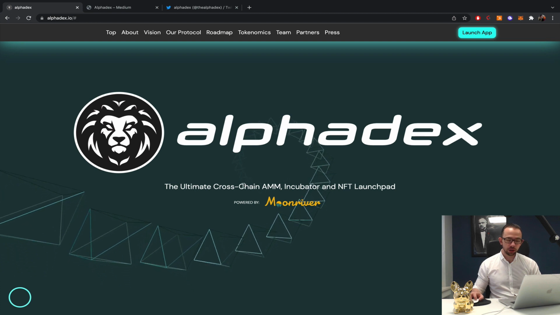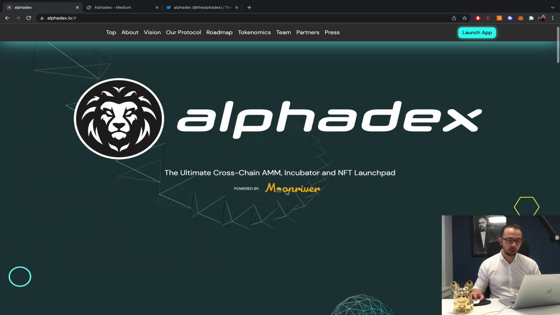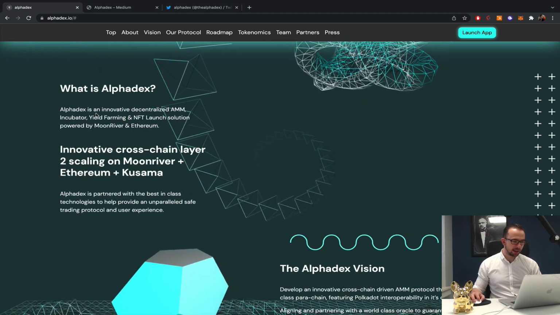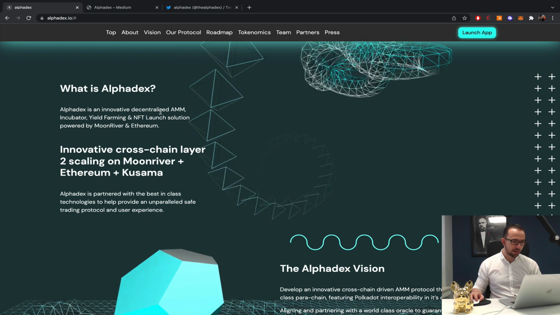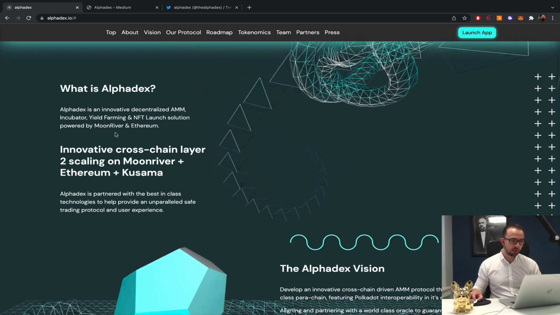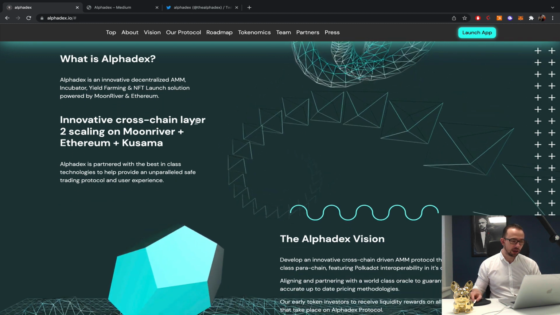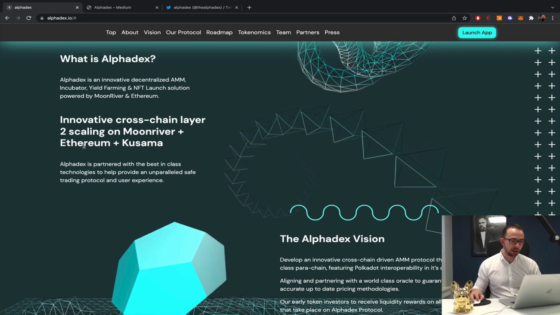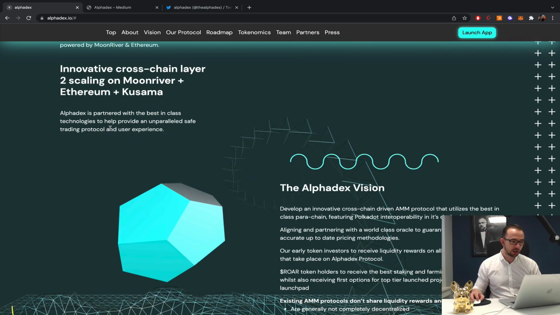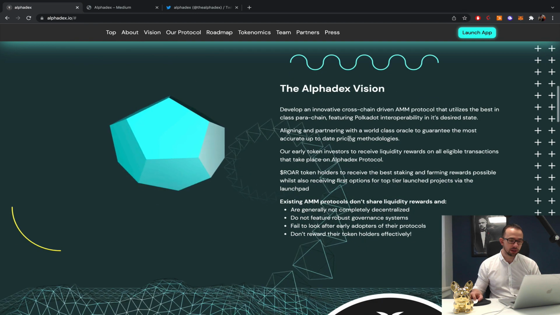Alphadex is the ultimate cross-chain AMM incubator and NFT launchpad powered by Moonriver. What is Alphadex exactly? It's an innovative decentralized AMM, I have no idea what that means, incubator, yield farming and NFT launch solution powered by Moonriver and Ethereum. Innovative cross-chain layer 2 scaling on Moonriver, Ethereum, and Kusama. Alphadex is partnered with the best-in-class technologies to help provide an unparalleled safe trading protocol and user experience.